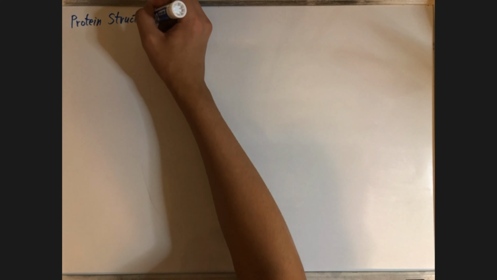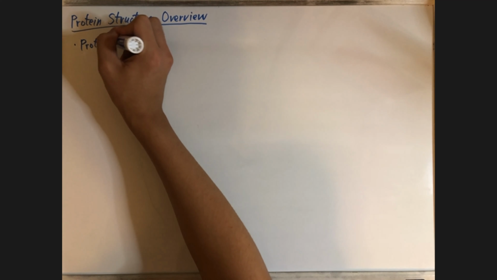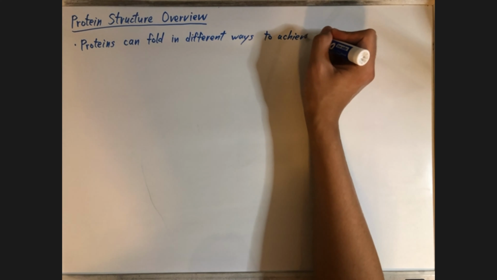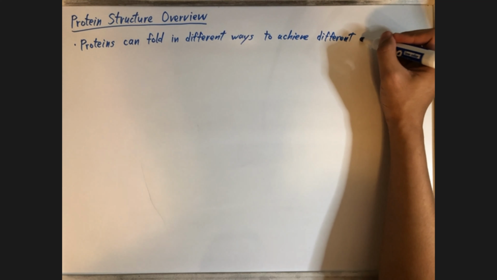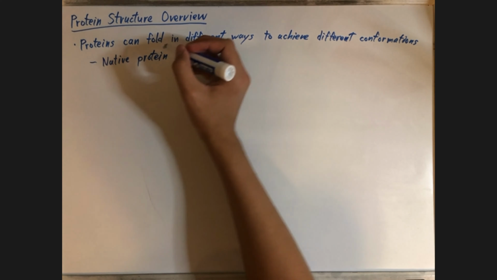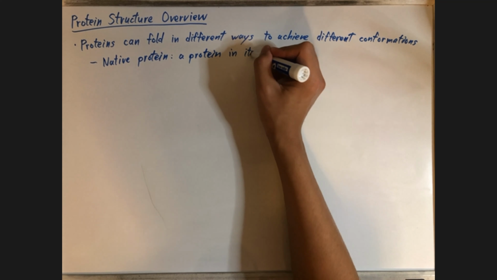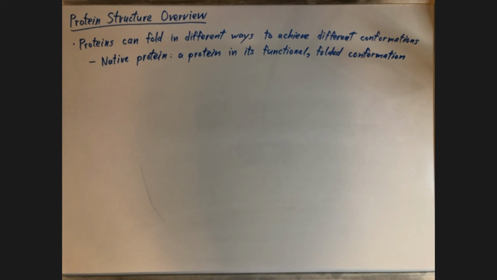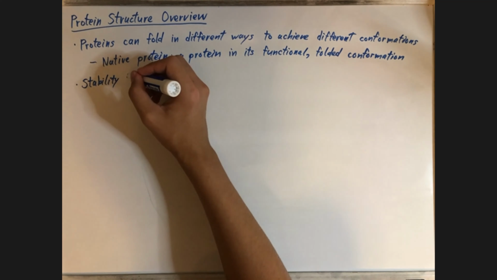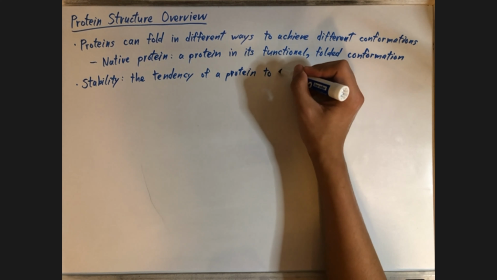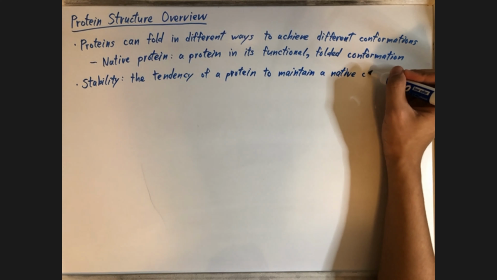First, let's get a brief overview of protein structure. So, proteins can fold in different ways to achieve different conformations. And a protein in its biologically active conformation is a native protein. So a native protein is a protein in its functional folded conformation. Proteins can also have a stability, which is the tendency of a protein to maintain a native conformation.